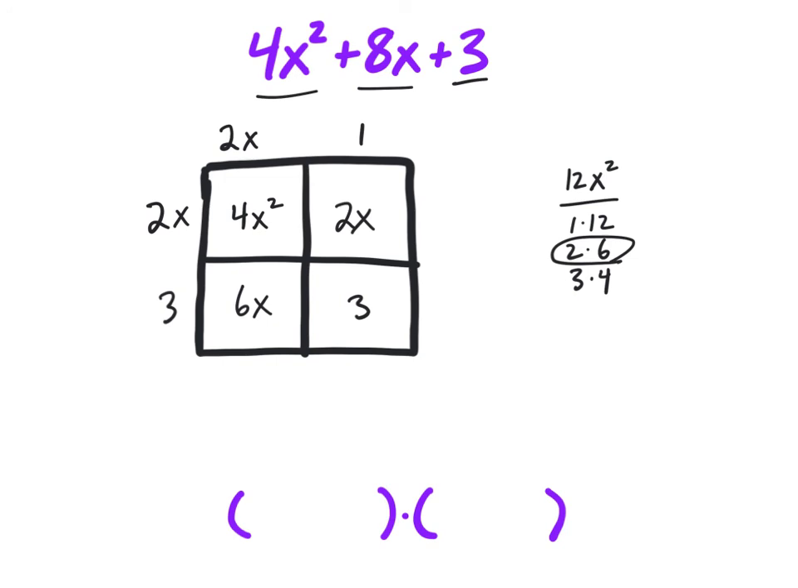So just because you have a number out front, this 4x squared, doesn't mean that you're going to have a 4 in your answer. It might work out that way. It might not. You might have to factor it or break it up into a mini multiplication problem. We've got 2x plus 1 on the top, and we've got 2x plus 3 on our height.